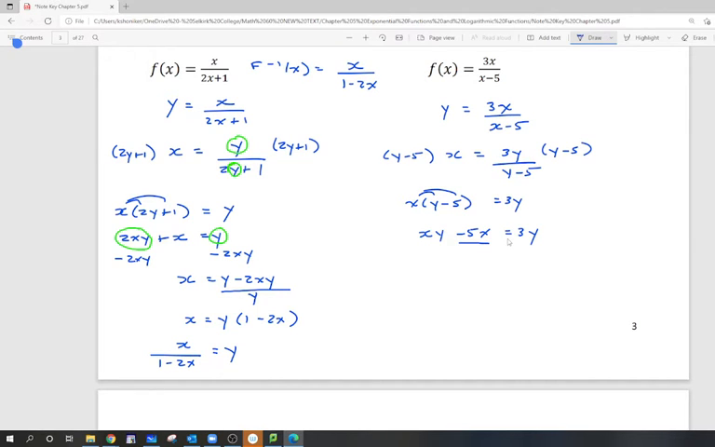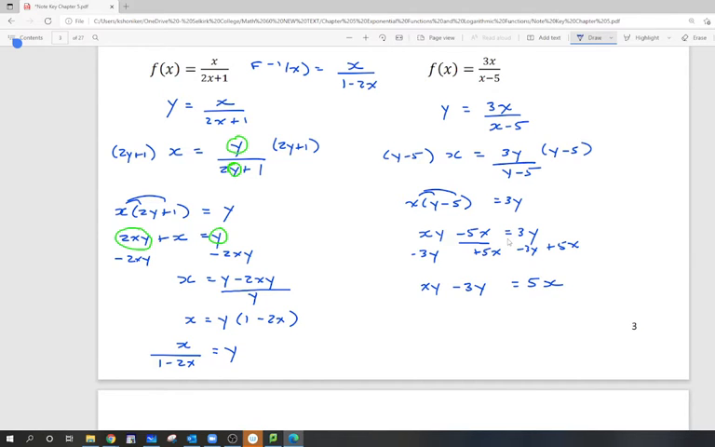So since this is a negative 5x on the left, I'm going to add 5x to move it to the right, so it's going to be positive, which means I'm going to subtract 3y and put it on the left. So I would end up with xy minus 3y is equal to 5x.